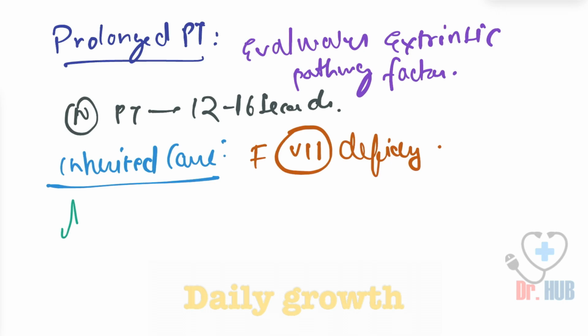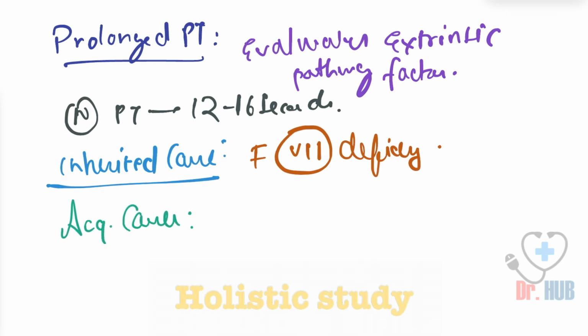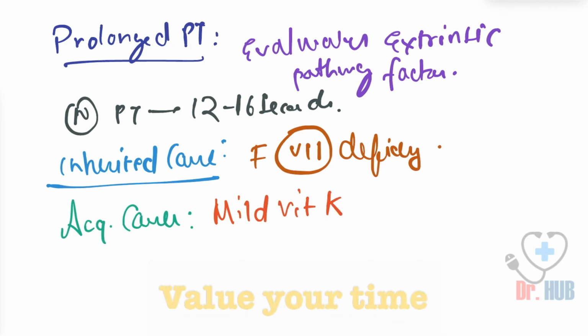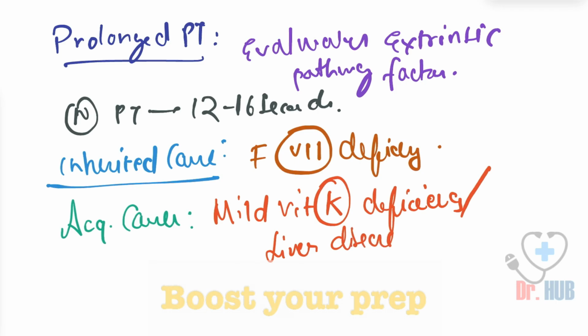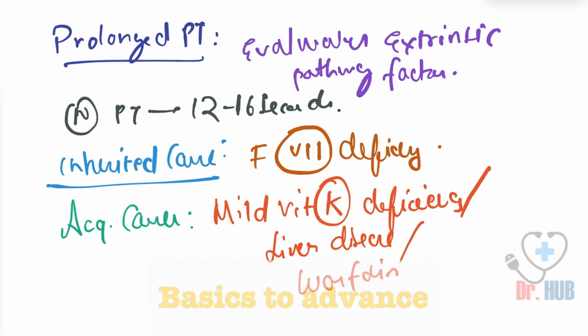Then we look at the acquired causes. So what do the acquired causes include? There's mild vitamin K deficiency. There's also the presence of liver disease, as well as warfarin, that is the defective. So these can be the acquired causes.